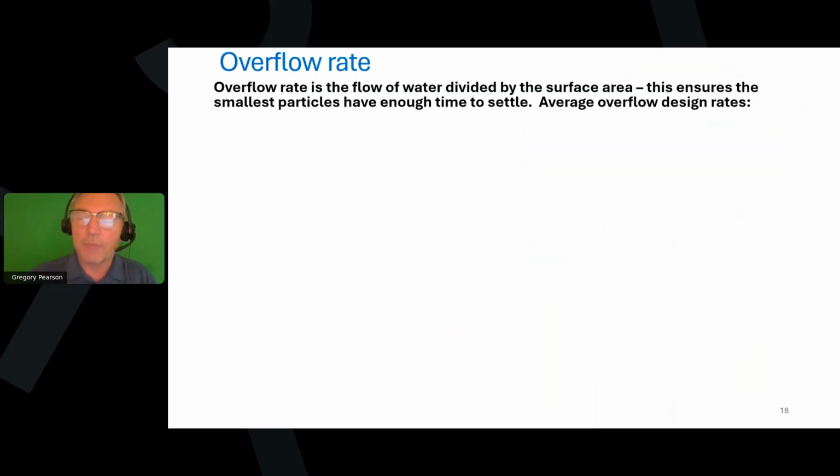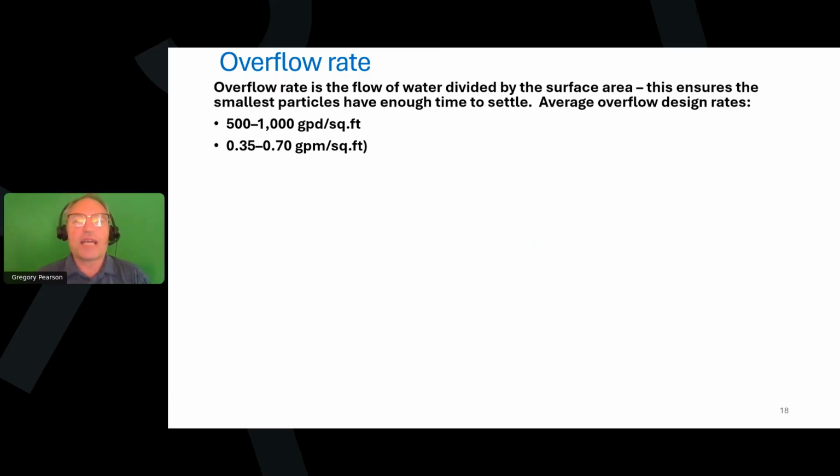And an important equation for a sedimentation basin is the overflow rate. The overflow rate is the flow of the plant divided by the surface area of the sedimentation basin. The whole point of this overflow rate calculation is to ensure that the very smallest particles that you want to settle out have time to settle before they make it from the inlet to the outlet.